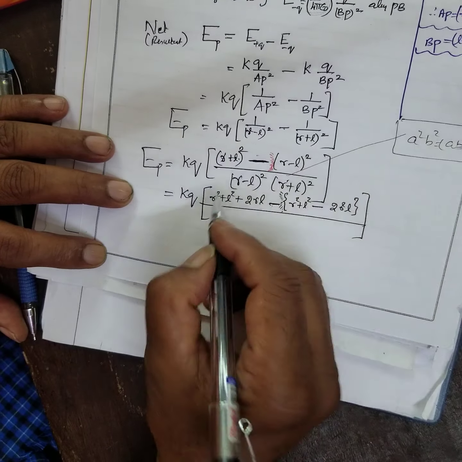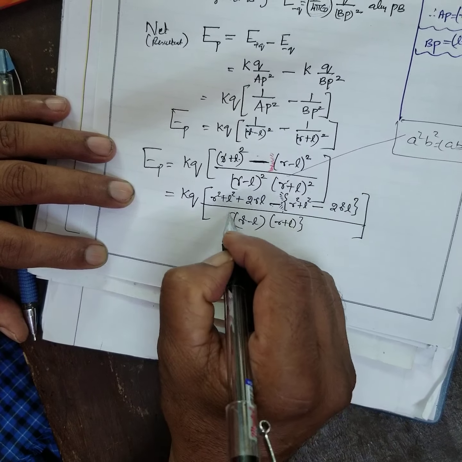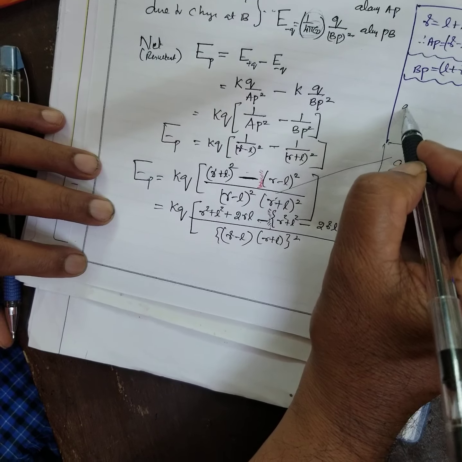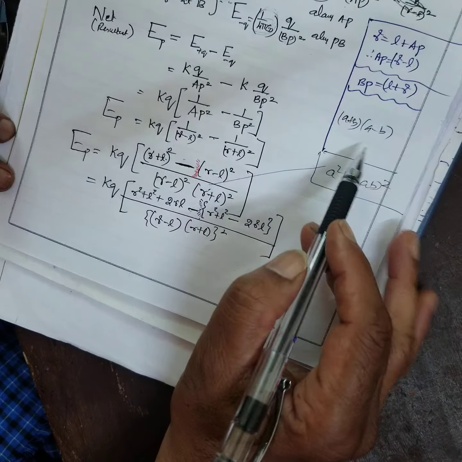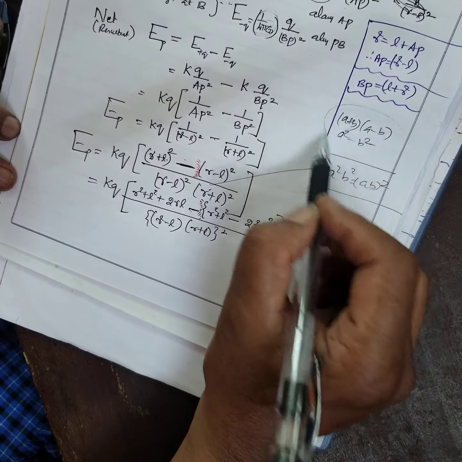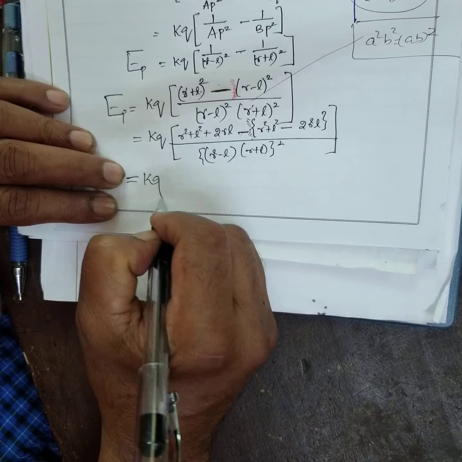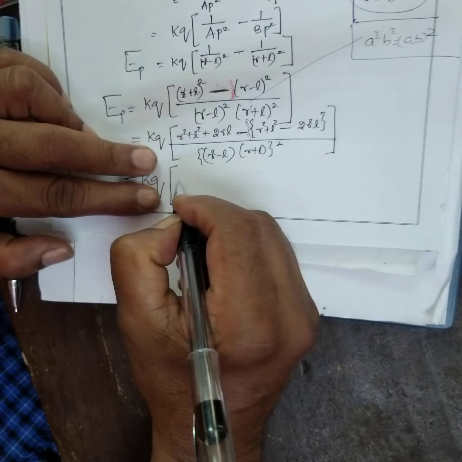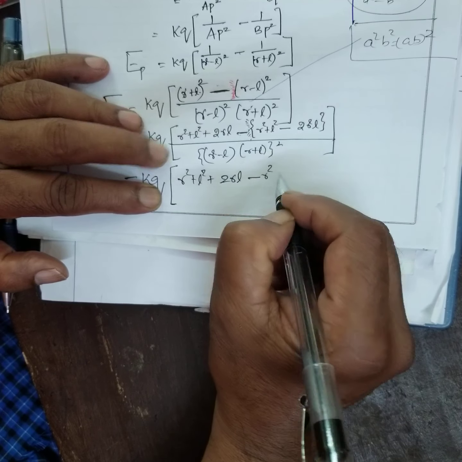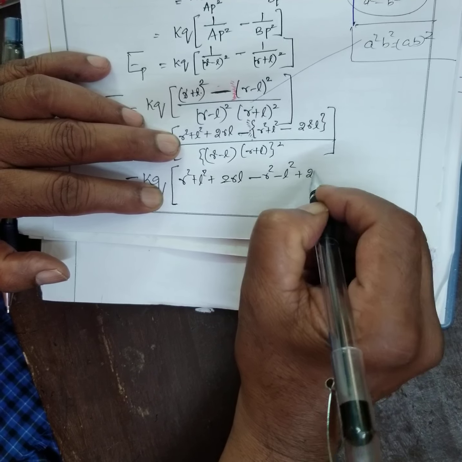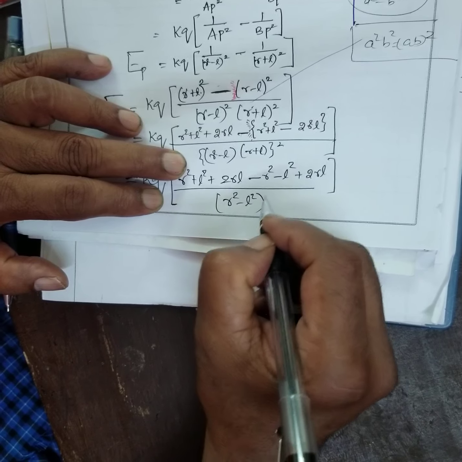Understood? Remember this. Therefore what I write: (R minus L)(R plus L) the whole square, I am writing. There is a formula, A plus B into A minus B. What is A plus B into A minus B? Formula: A square minus B square, is it not? That I am applying here. Therefore KQ, R square plus L square plus 2RL minus R square minus L square plus 2RL, divided by (R square minus L square) the whole square.